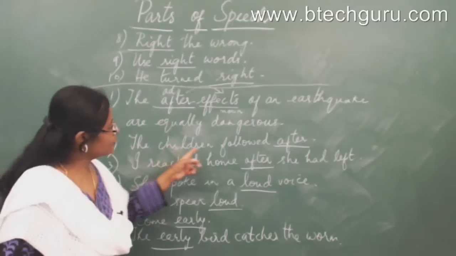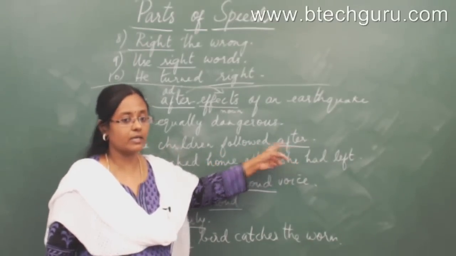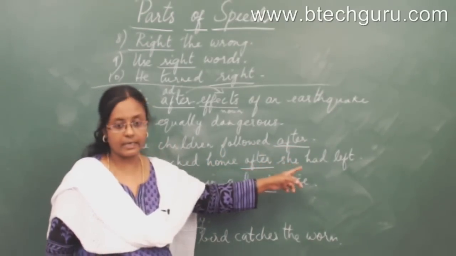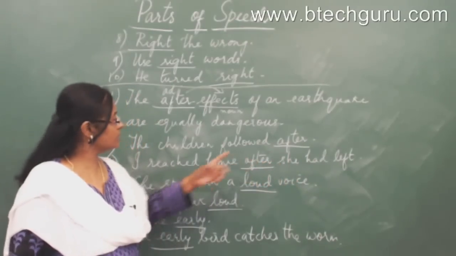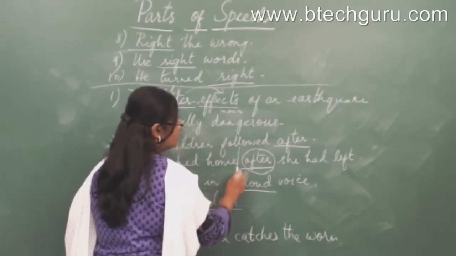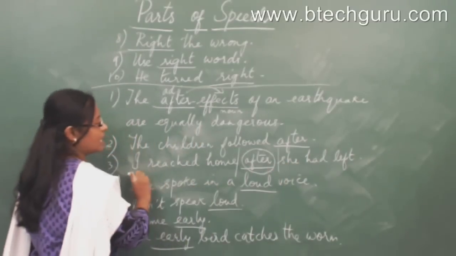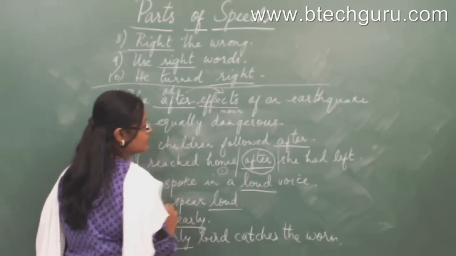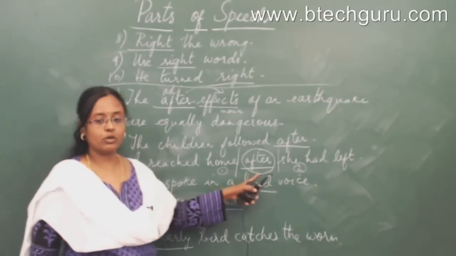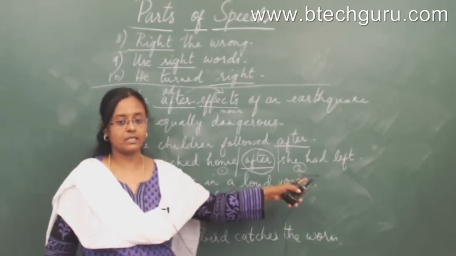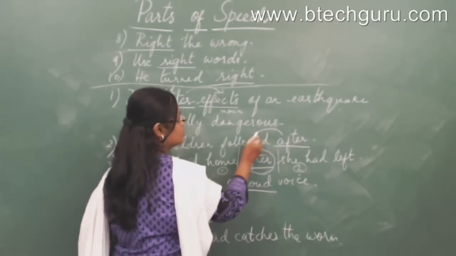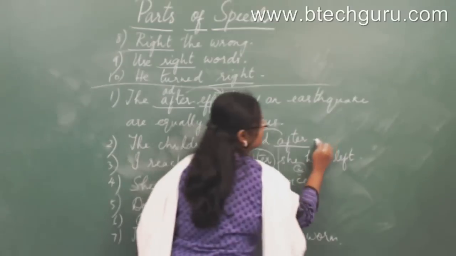Second, the children followed after. That's right. Adverb is right. I reached home after she had left. Yeah, good. That is a conjunction. Yes, because what does this do? It joins 2 sentences. I reached home is sentence number 1. She had left is sentence number 2. This word connects both these sentences, so it becomes a conjunction. Here this one talks about the verb, so it is an adverb.